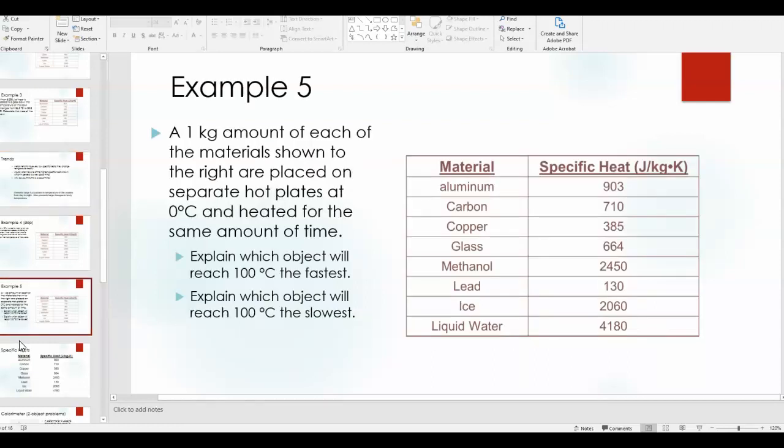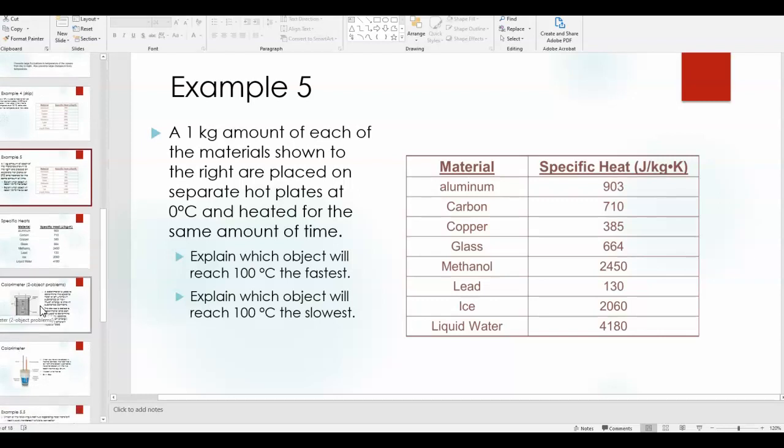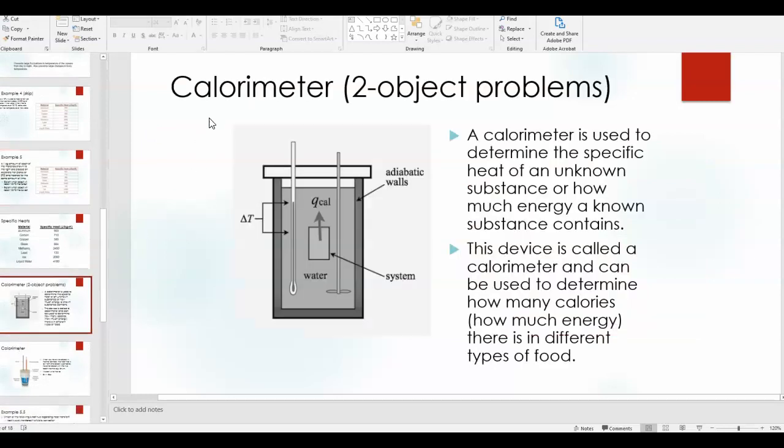All right, so let's do just a few more examples. I want to talk about a special type of problem called a two-object problem. This is a device called a calorimeter. Basically, a calorimeter is used like if you ever go to McDonald's or something and you see the calories on the menu, the way they find the calories for that food is using what's called a calorimeter.